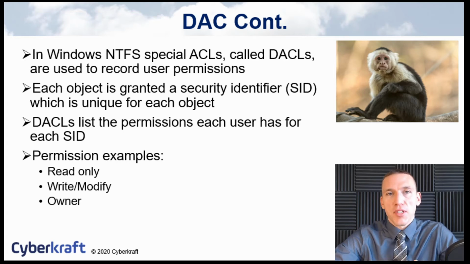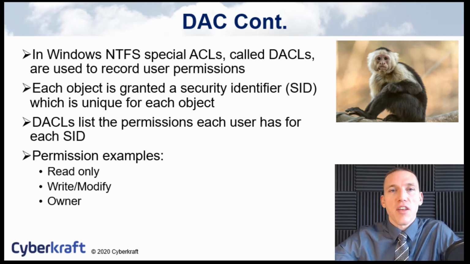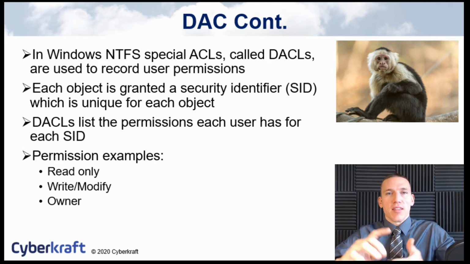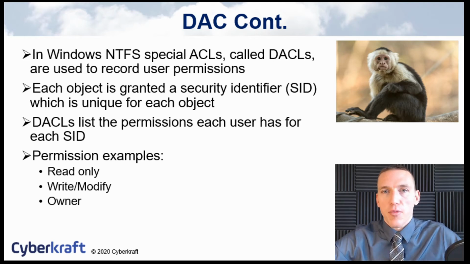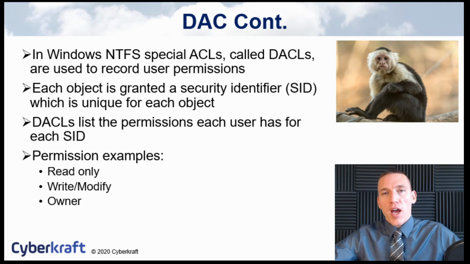Each object is then granted a security identifier. If you're using Windows, your files and your folders all have security identifiers, usually hidden from users unless you really need to search for them or reference them. But they're used by Windows in the background to determine who has access to what, who the owner is, and what permissions the owner has set up for those files and folders. Some examples of permissions could be read-only, write or modify, and then the owner, which would have full permissions.